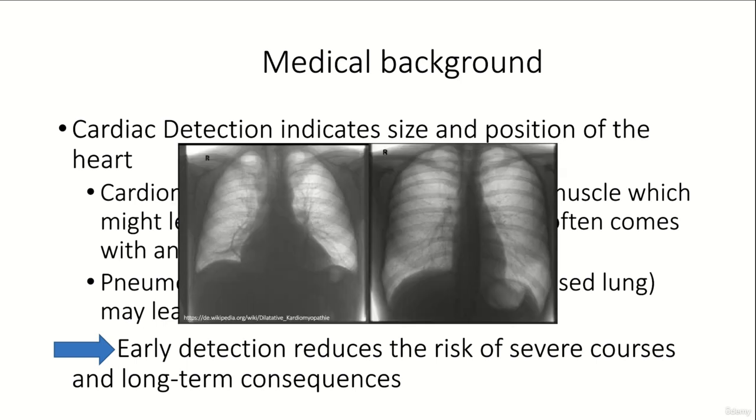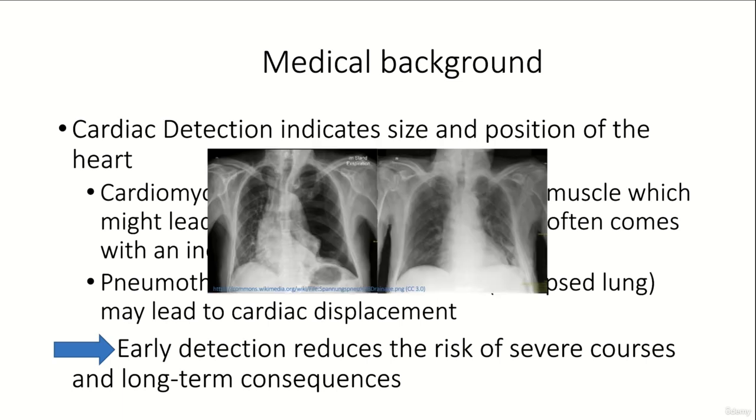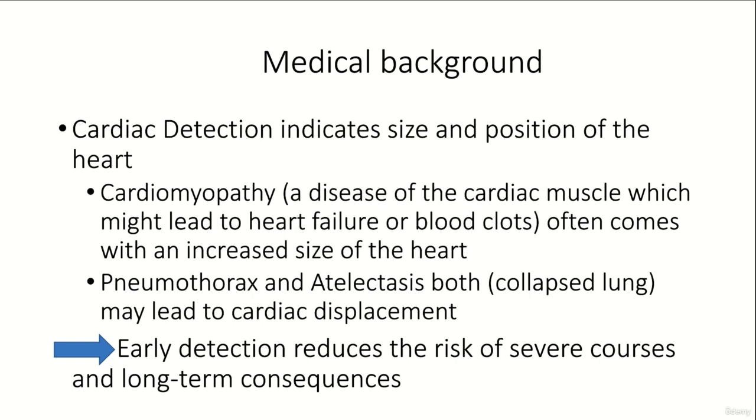In this figure you can see a heart enlarged by cardiomyopathy in the left subplot and a normal heart in the right one. Second to that, a pneumothorax or atelectasis, which both lead to collapse of the lungs, are sometimes accompanied by a change in the position of the heart, shifting it in one direction or another. In this figure, you can observe a pneumothorax and the associated change in position of the heart on the left and the condition after treatment on the right. You can beautifully see how the heart was shifted to the right. Therefore, early detection absolutely reduces the risk of severe courses and long-term consequences.